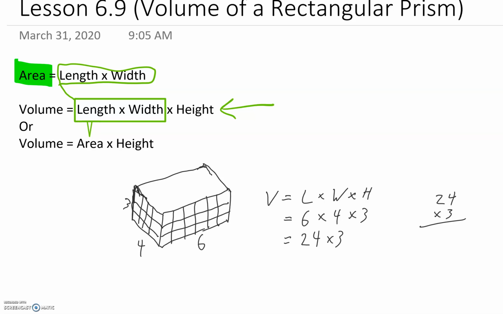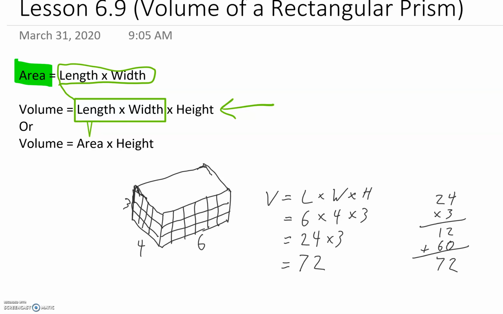So 3 times 4 is 12. 3 times 2 is 6, and because it's actually 20 in that position, we go like that, and now we add them. So 72. Alright, so that's really all that there is to this topic.